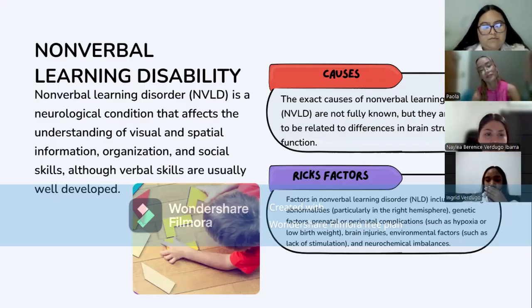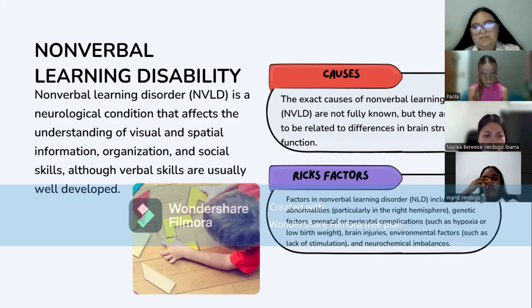Nonverbal learning disability. Nonverbal learning disorder is a neurological condition that affects the understanding of visual and spatial information, organization, and social skills. Also, verbal skills are usually well developed. Causes. The exact causes of nonverbal learning disability are not fully known, but they are believed to be related to differences in brain structure and function.